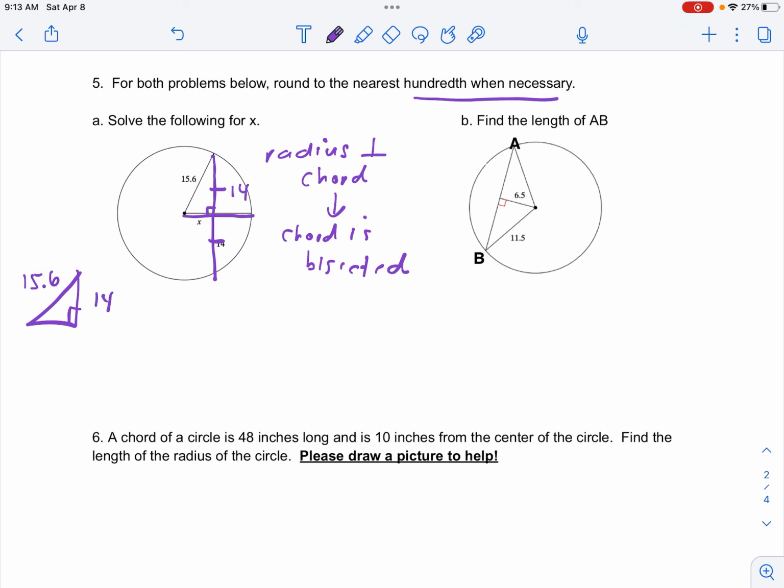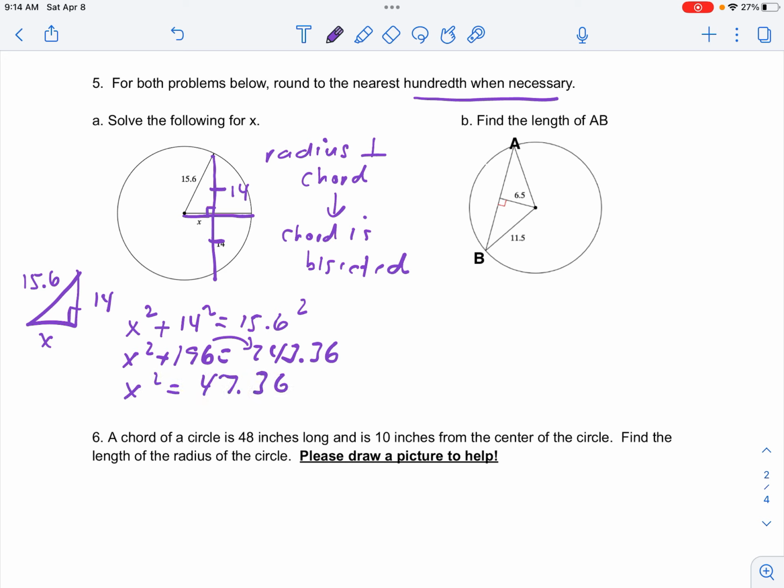So the theme of these first couple of pages is the Pythagorean theorem, because my goal is to find this side of the triangle. So I can apply Pythagoras. A squared plus b squared equals the longest side squared. If I simplify that, that's x squared plus 196 equals 243.36. If I subtract over the 196, I get x squared equals 47.36. Take the square root of both sides. X would be equal to 6.88.